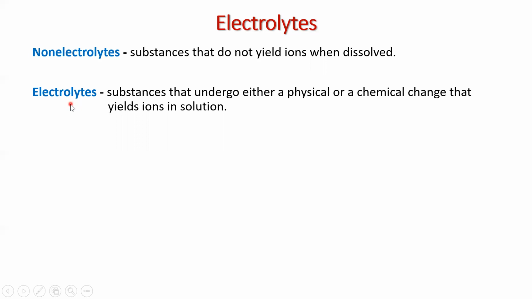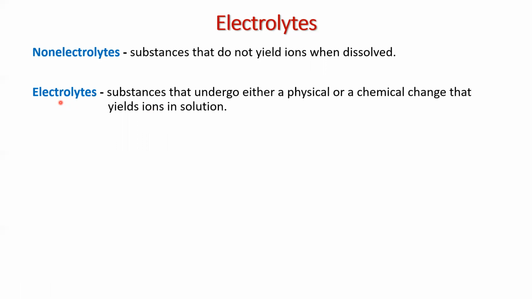Electrolytes are substances that dissolve in water. And when they dissolve in water, they do break up into ions. And the presence of ions in the solution allows that solution to conduct an electric current. And that's why we call it an electrolyte.